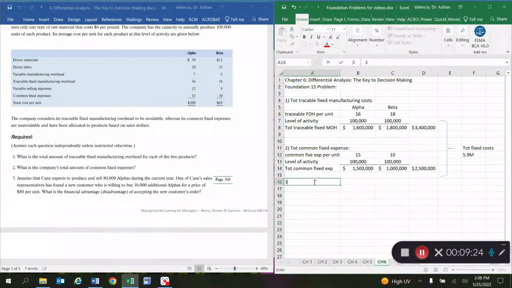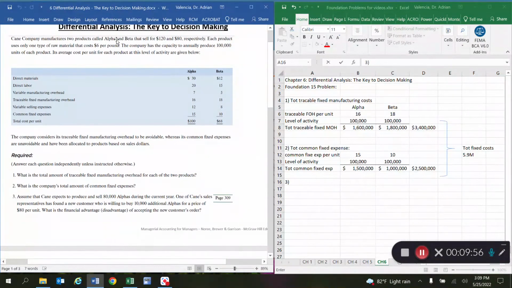Now let's look at number 3 here. Number 3 says, assume that Kane expects to produce and sell 80,000 alphas. So we're going to have to estimate our numbers based on 80,000 during the current year. One of Kane's sales representatives has found a new customer who is willing to buy 10,000 additional alphas for a price of $80. What is the financial advantage or disadvantage of accepting a new customer order? All right, so here's the first thing.